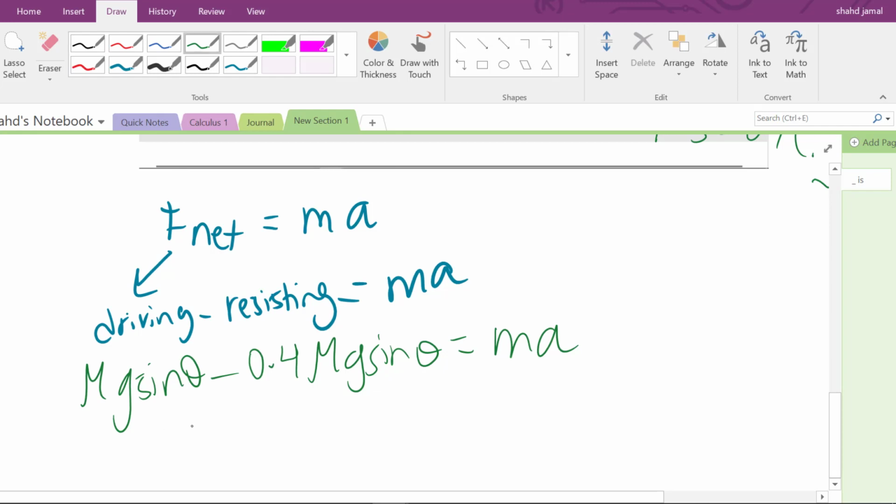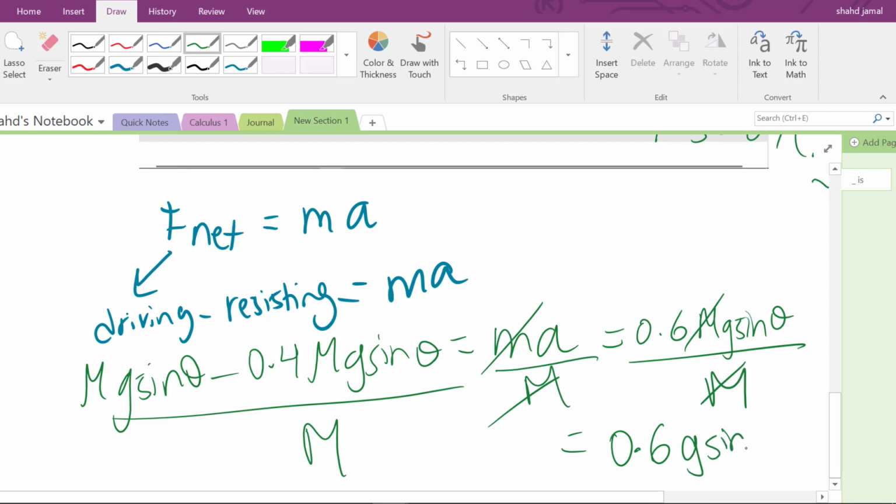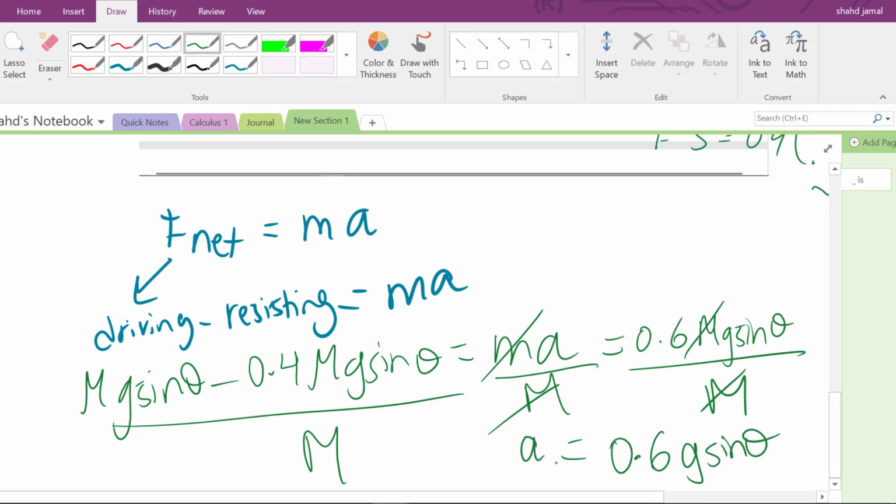We're going to divide by m, so we can cross those out and we'll be left with 1 mg sine theta minus 0.4 mg sine theta, which is 0.6 mg sine theta over m. You can go ahead and cross these m's out. So your answer is 0.6 g sine theta. And that's your acceleration, or what they're asking for in the question.